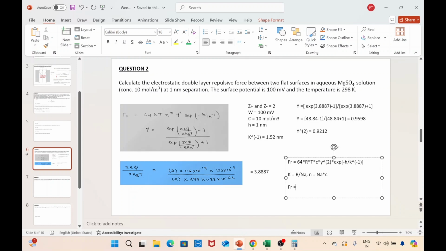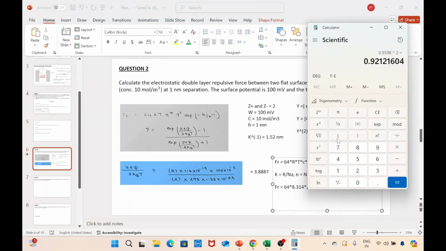So repulsive force will be nothing but 64 times gas constant, I hope everybody will know, 8.314, times, oh sorry, your T, 298 Kelvin, times concentration, that is 10, times your gamma square, so 0.9212, times exponent of minus H separation distance, that is 1 nanometer, by your kappa inverse, so that is 1.52 nanometers. So we need to evaluate this.